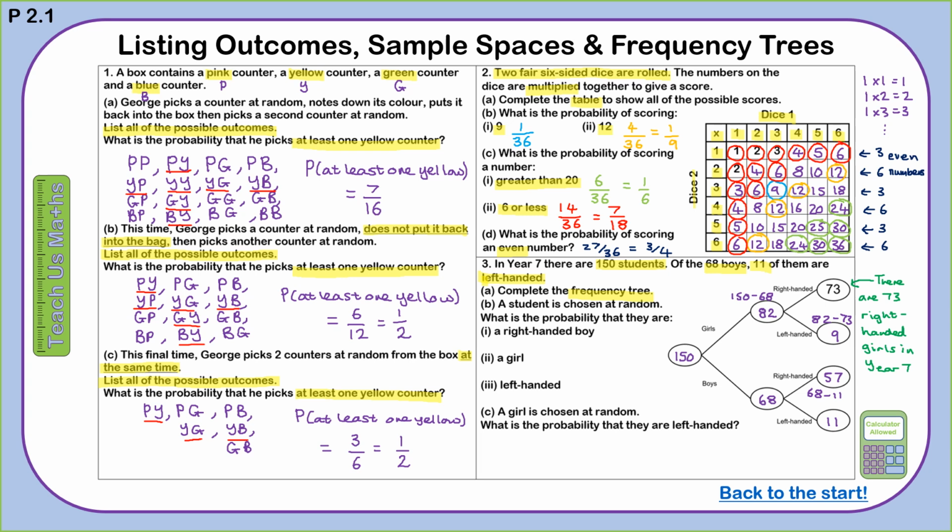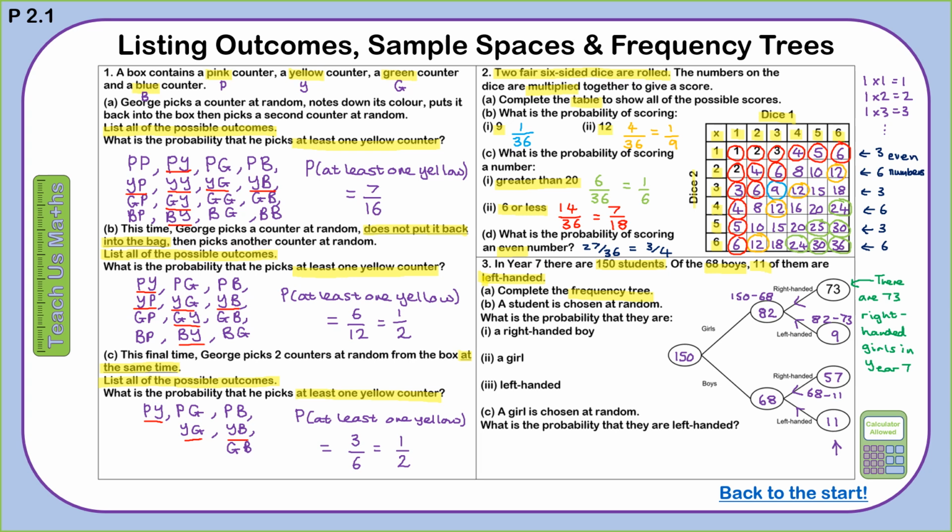So again, we can check our answers. We can make sure that 73 and 9 add up to give 82, which they do. We can also check that 57 and 11 add up to 68, which they do. But also, we can check that all four numbers at the end here add up to give our total frequency. So 73, add 9, add 57, add 11 is a total of 150.